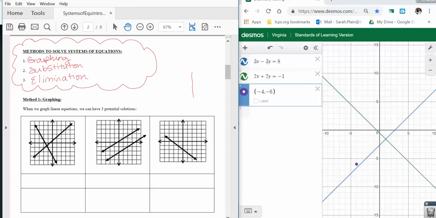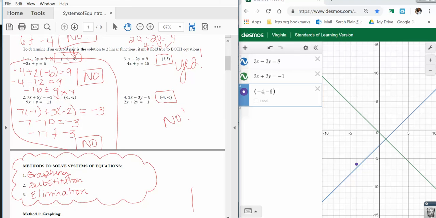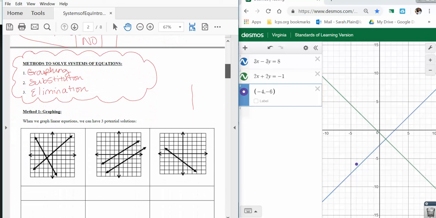If you look at these equations up here, you should have seen I had 2 equations, and I have 2 x values and 2 y values. That's how I'm going to eliminate. I'm going to end up eliminating one to be able to find the other. So those are the 3 methods.